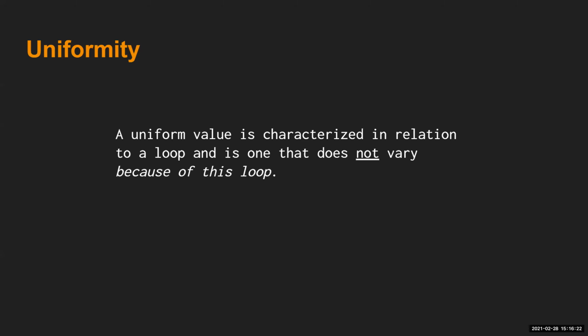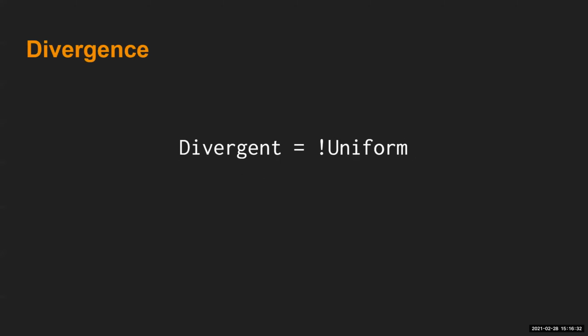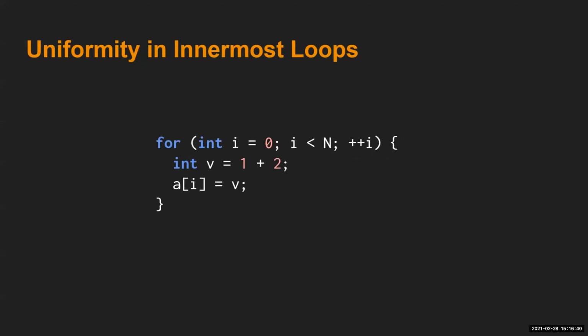Now, because of this loop, this is going to become very important, because the value may vary otherwise. But if it does not vary because of the loop, it's uniform in relation to this loop. And we're going to see examples of that. Just want to say that anything that is not uniform, you might see as divergent or maybe varying.